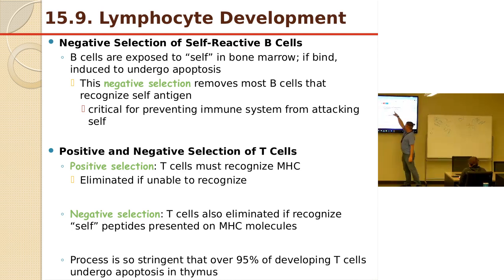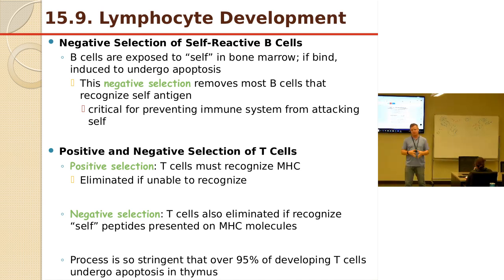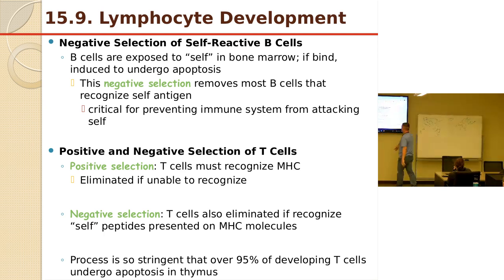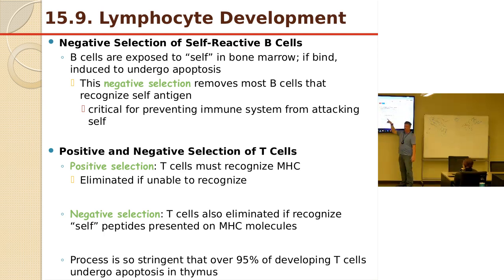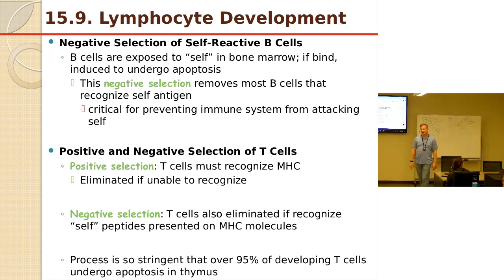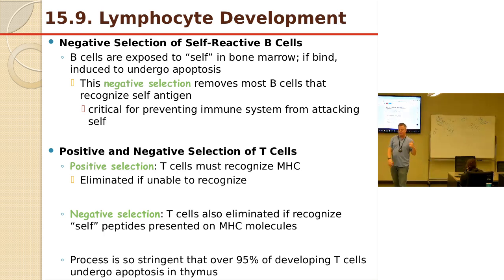So B cells are exposed to self in the bone marrow. There'll be some self antigens inside the bone marrow that test the B cells. If they bind to self, they basically tell the B cell to off themselves. That's called negative selection. It removes most of the B cells that recognize self antigen. So if they recognize self antigen, we need them to go.